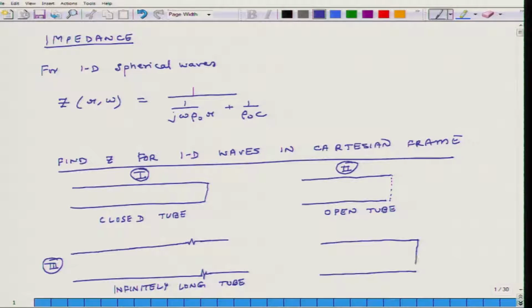The fourth scenario will be a tube, and here in scenario 1 the tube is closed with a rigid end. Here the tube is closed, but it is not perfectly rigid. So, this is imperfect termination. This is 4. These are the 4 scenarios where we will see how Z behaves. Then we will have an overall picture of how Z behaves in 1D Cartesian frame and also how it behaves for one dimensional spherical waves.